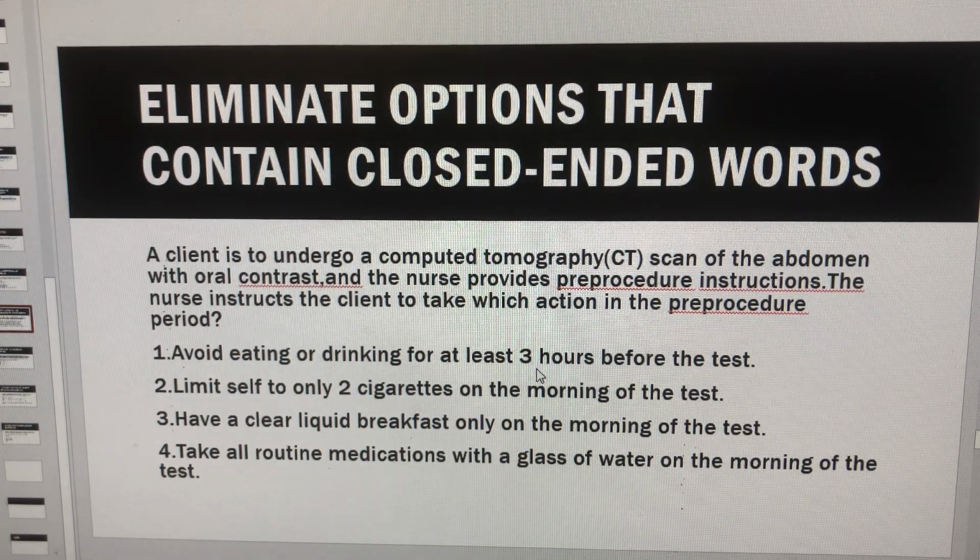Eliminate options that contain closed-ended words. A client is to undergo a computed tomography, CT scan of the abdomen with oral contrast, and the nurse provides pre-procedure instructions. The nurse instructs the client to take which action in the pre-procedure period. 1. Avoid eating or drinking for at least 3 hours before the test. 2. Limit self to only 2 cigarettes on the morning of the test. 3. Have a clear liquid breakfast only on the morning of the test. 4. Take all routine medications with a glass of water in the morning of the test.